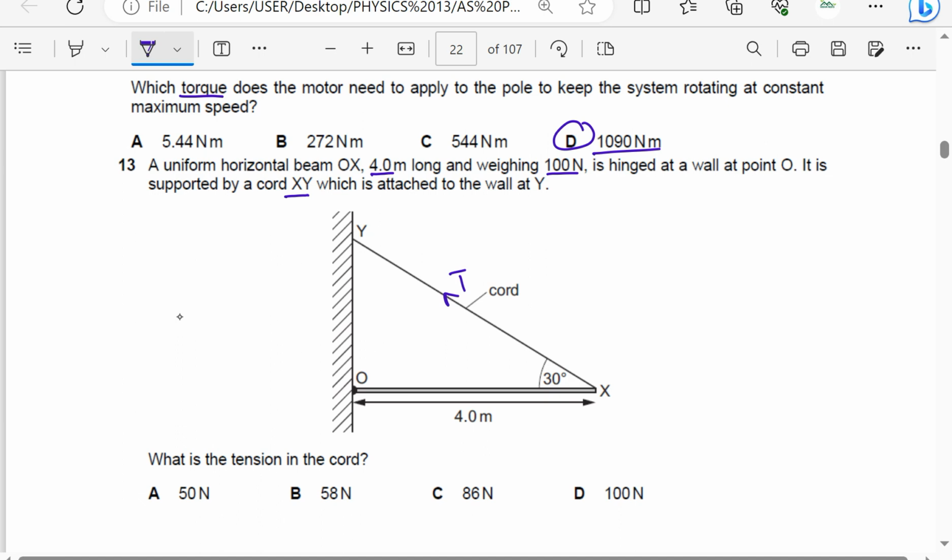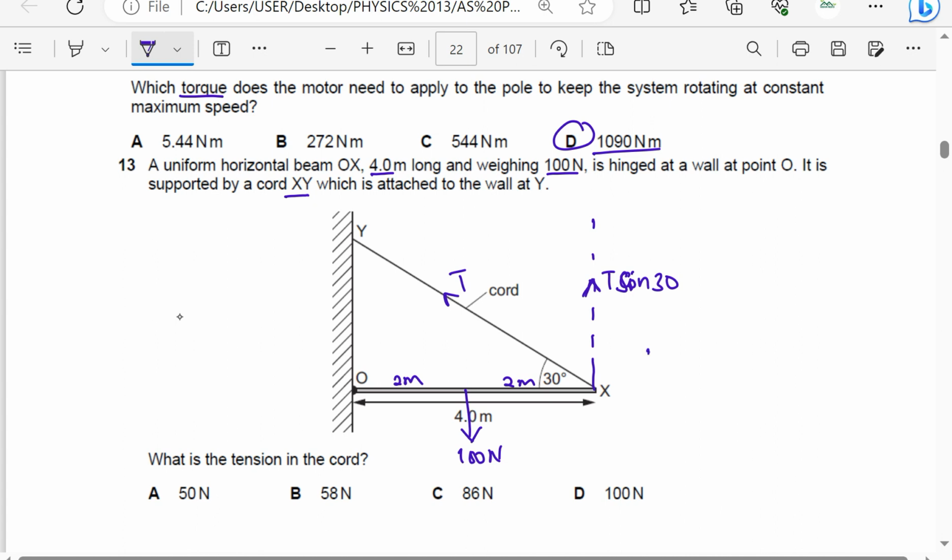Because this beam is uniform, its weight acts at the midpoint. That is, this is 2 meters, this is 2 meters. So the weight is 100 newtons. So we want the tension. I will resolve this vertically upwards for easy calculation. For easy finding of the perpendicular distance, taking T to the vertical will be T sine of 30. Because there is equilibrium, the resultant moment should be 0.